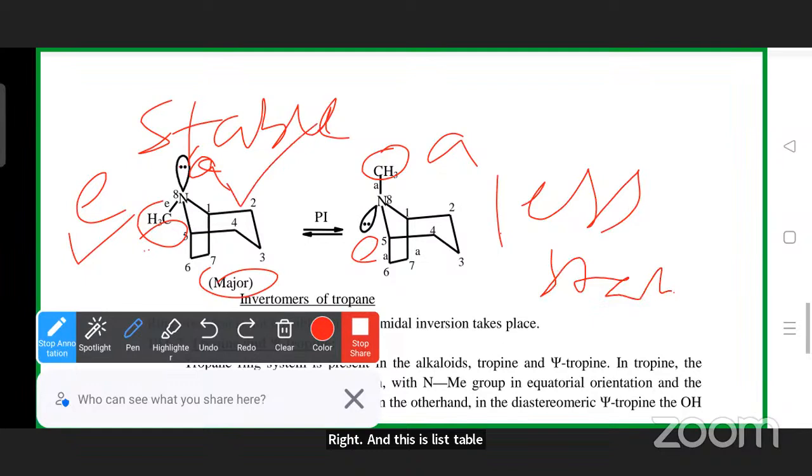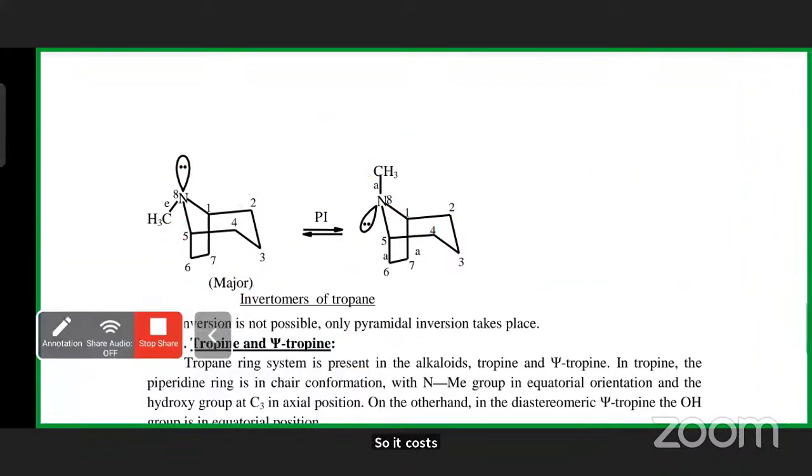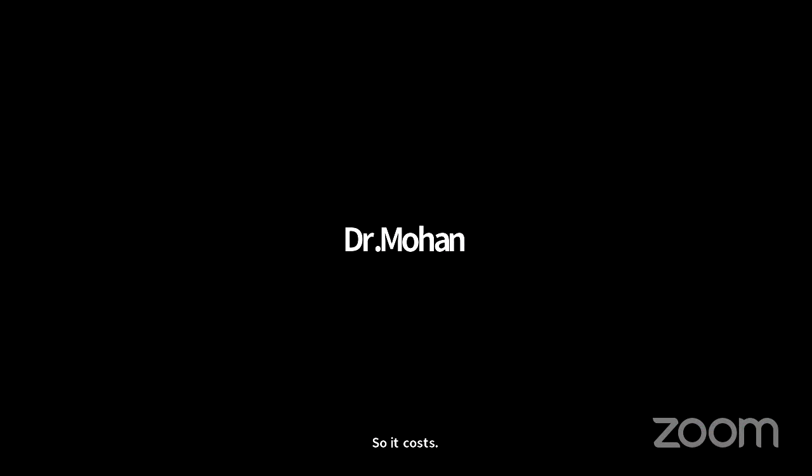Only when the methyl group is in the equatorial direction are all the destabilizing factors absent. The interaction of the N-methyl group with the hydrogen is what causes the stability. So this is your conformation analysis. I'm stopping here, and we'll start the next paper in 5 minutes.